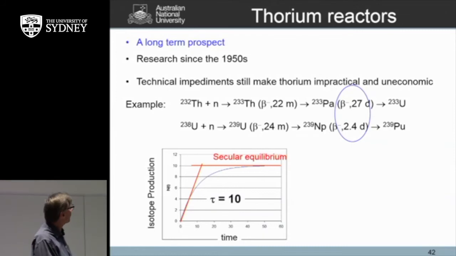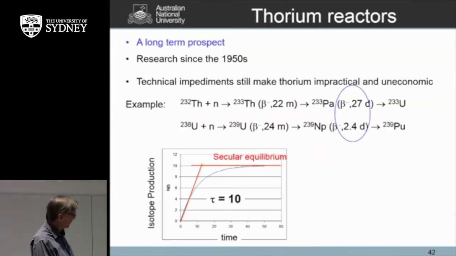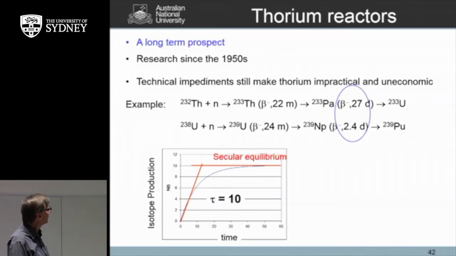You see the decay processes, both cases involve a neutron capture and 2 beta decays. The first beta decay, 22 minutes, is much the same in both cases. Now, this graph here shows how you produce an isotope you want as a function of time, where the mean life here is 10 units. So you can see that up to about 1 mean life, you get more or less linear production. And after that, you're not winning so fast.